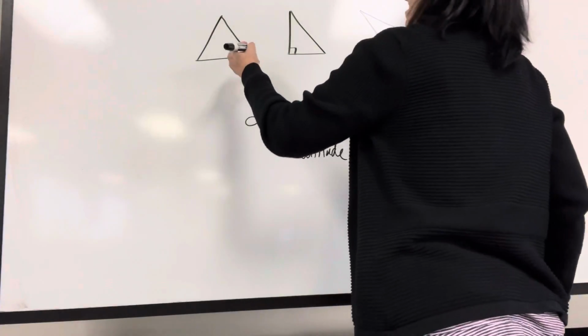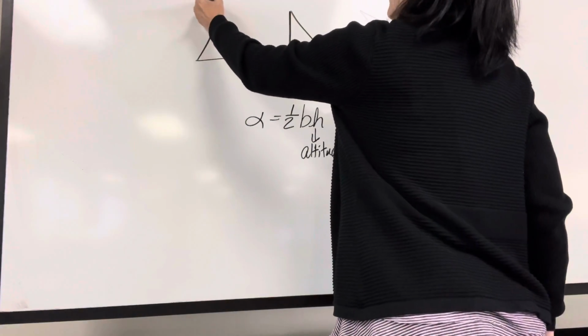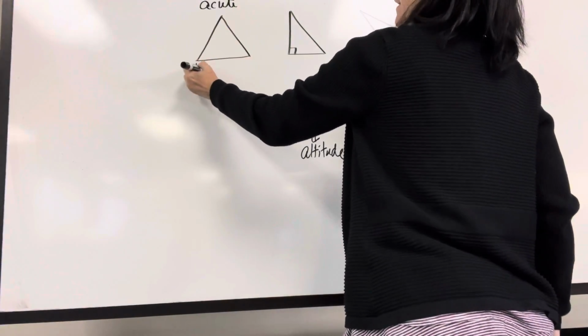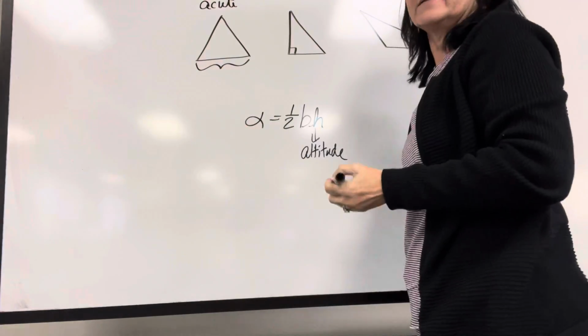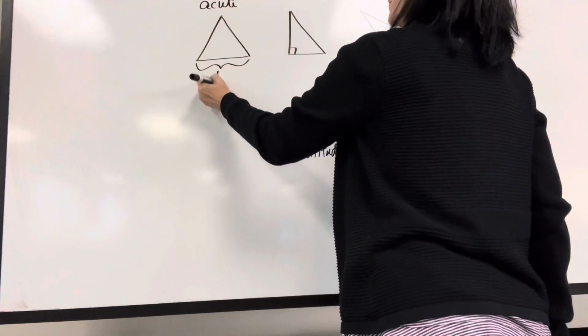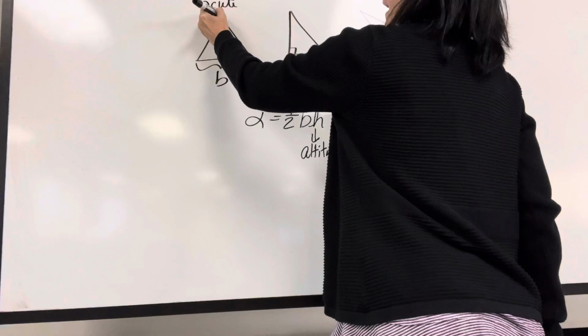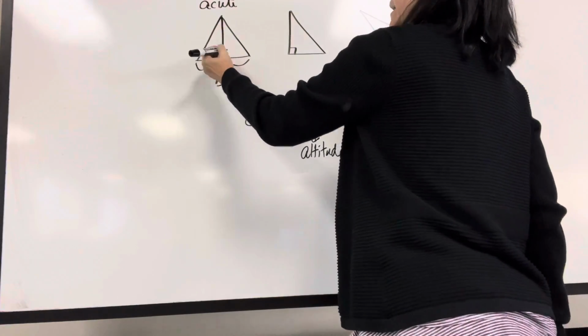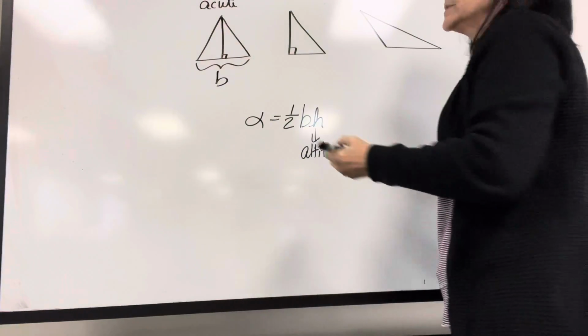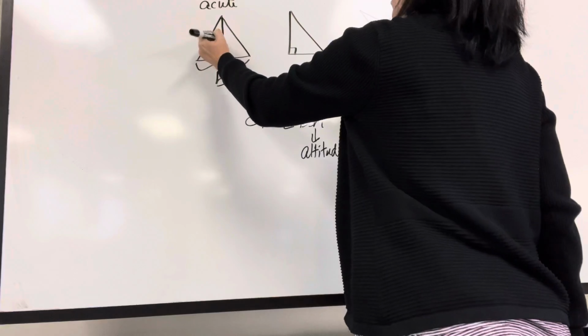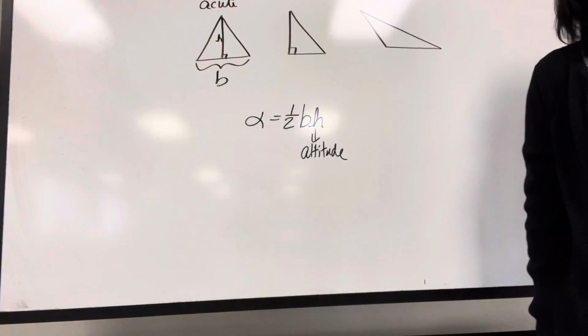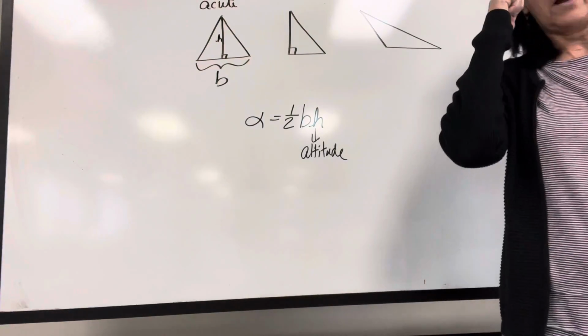So when we have an acute triangle, it doesn't matter what side you choose as your base. This would be a base, and from a vertex opposite, perpendicular to the opposite side, is going to be your height, such that your height actually lies inside the triangle.